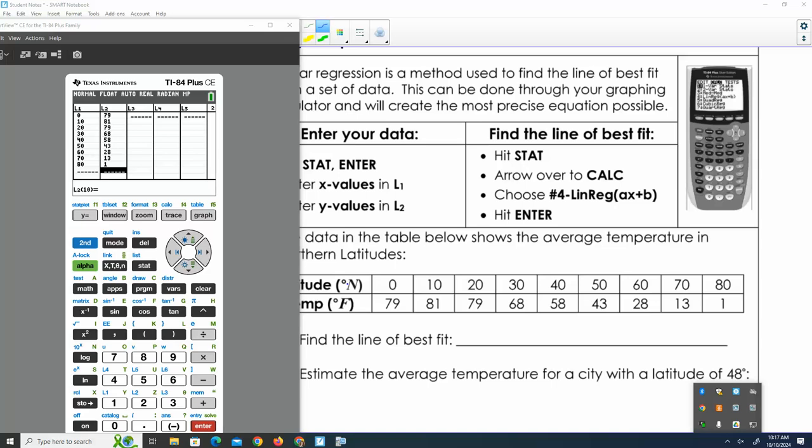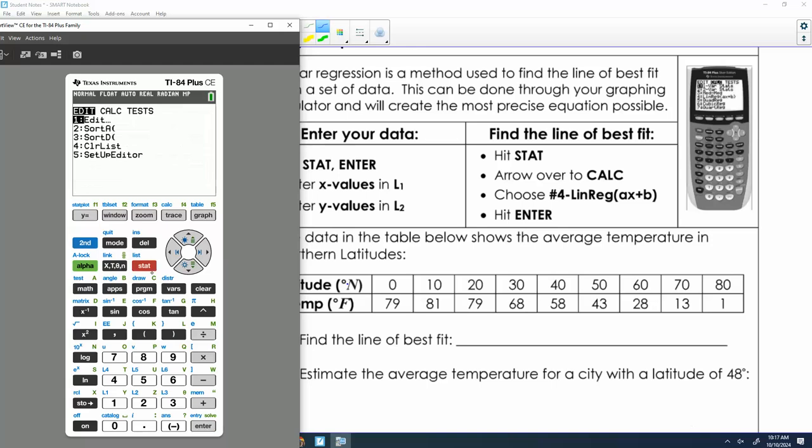So now, this tells us all of our steps. You are going to push the stat button again. We don't want to edit anymore. We already did that. We're going to use the right arrow and go into calculate. This is all the different things that your calculator can find for you. But we are trying to write the equation of a line, so we are going to do number 4, the linear regression. So stat, over to calculate, the 4th one.